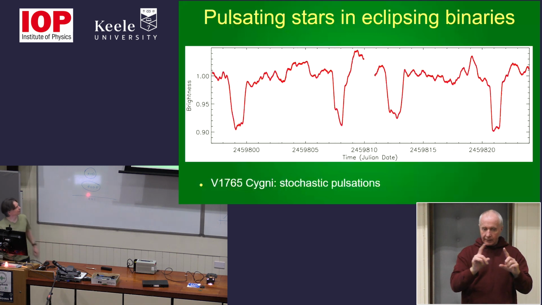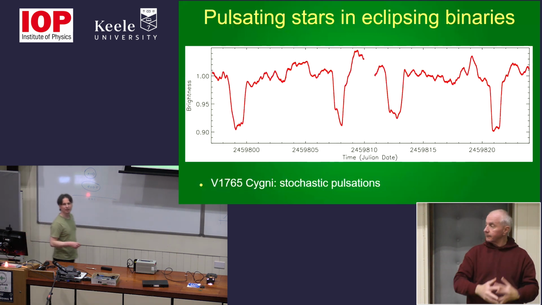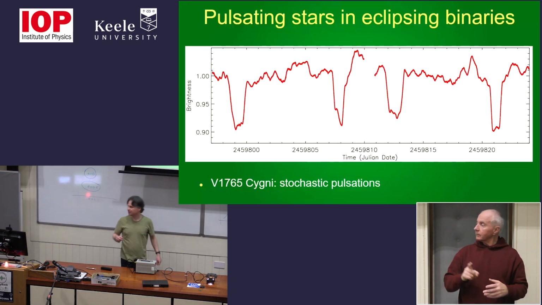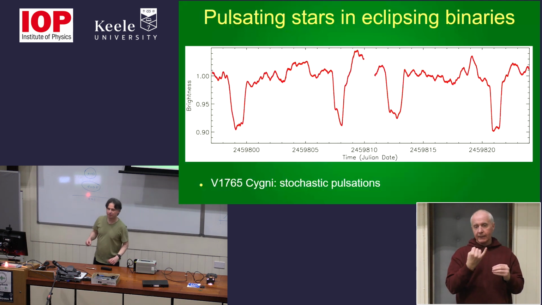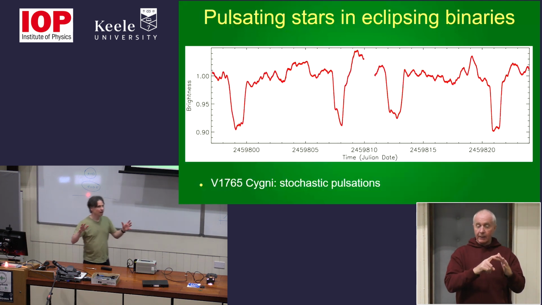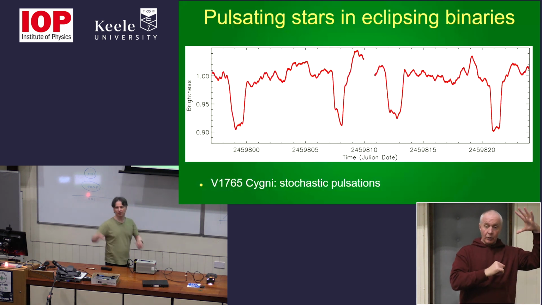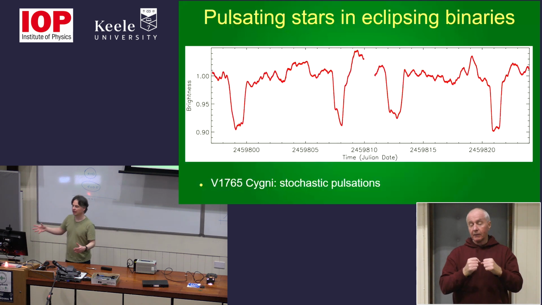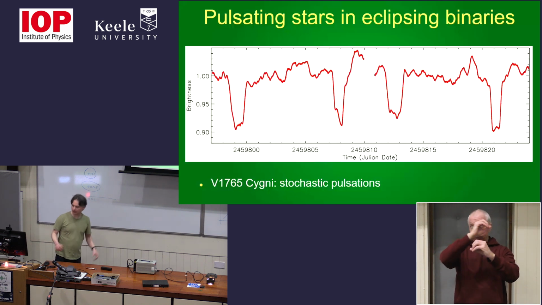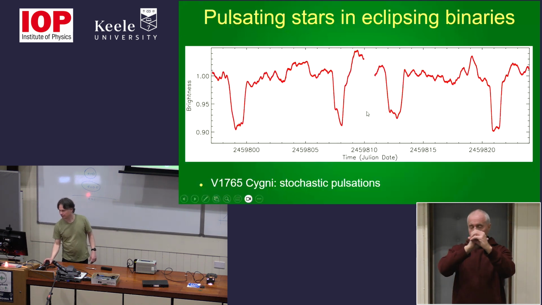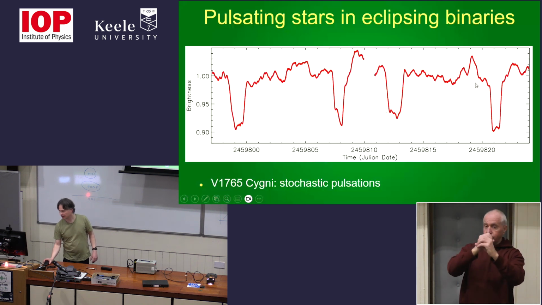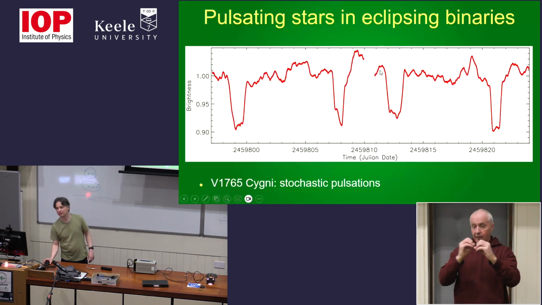And another one. This goes in a slightly mad pile, I think. V1765 Cygni. This is a massive star. It's about 20 times the mass of our Sun. And it's a supergiant. And it's in a 14-day orbit with another star which is about 15 times the mass of our Sun. It's a giant, and the eclipse there, there, and there. And the supergiant outside eclipse is doing all this weird stuff.